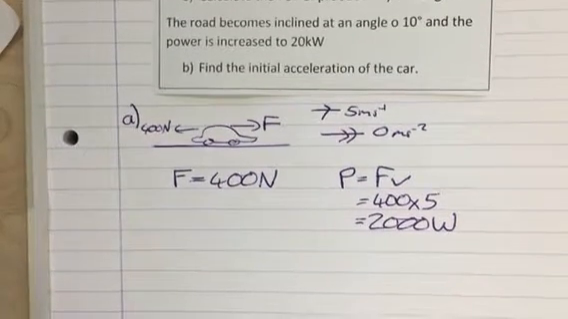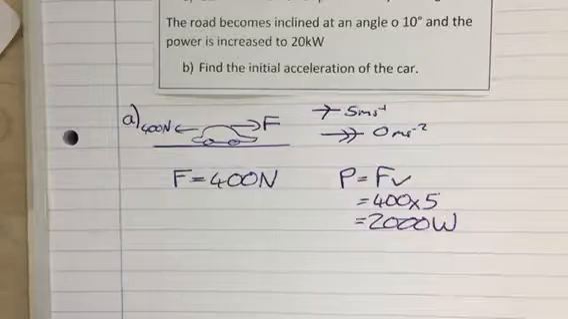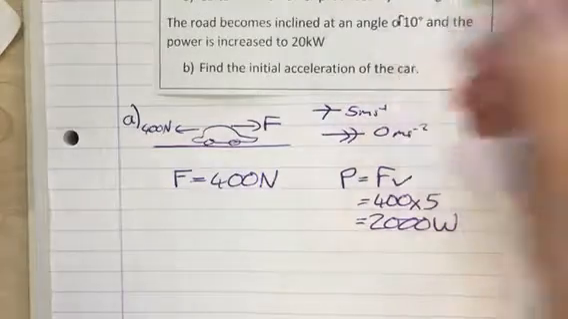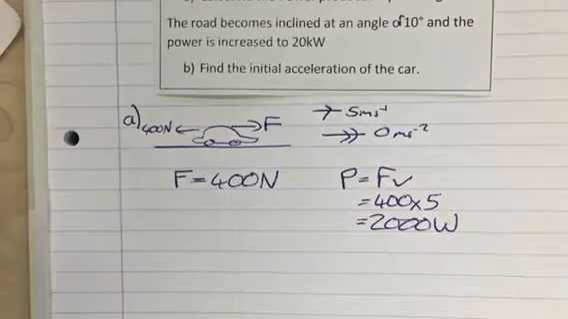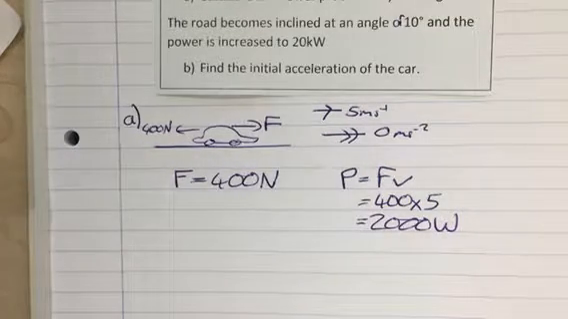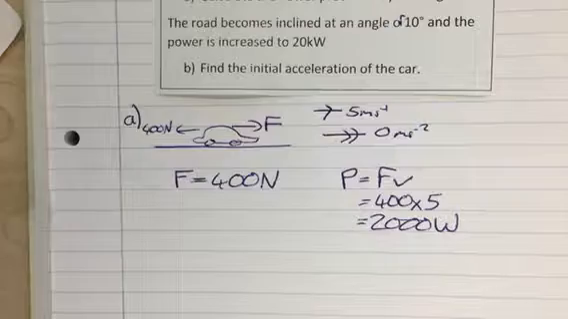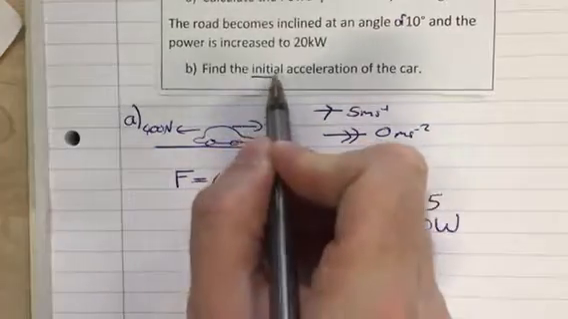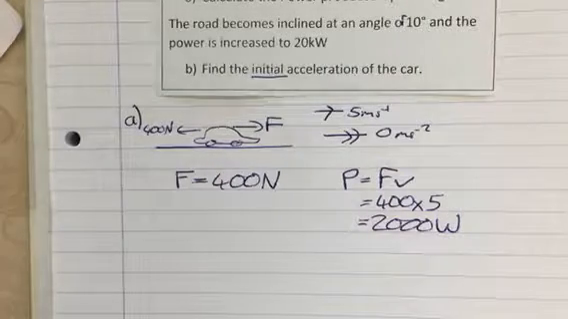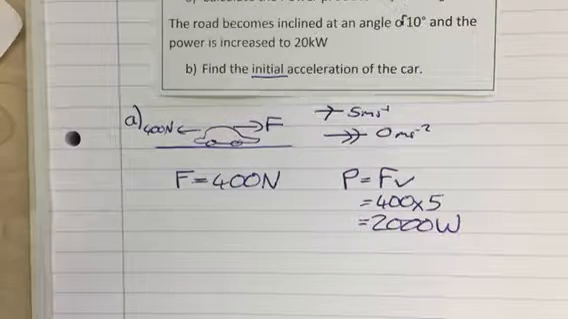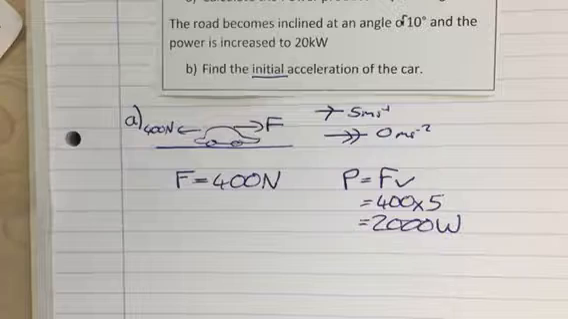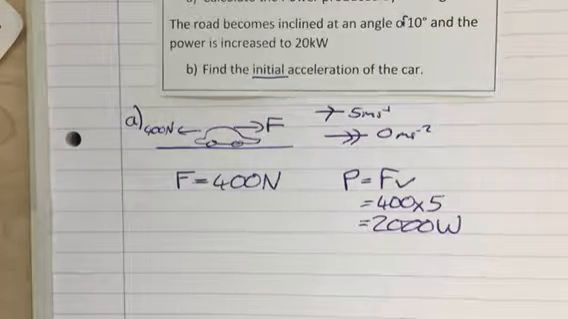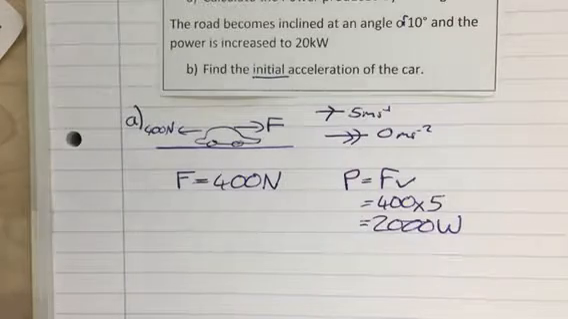Now, the road becomes inclined at an angle of, great typing skills there again, 10 degrees, and the power is increased to 20 kilowatts. Find the initial acceleration of the car. Now that word initial is quite important there, because as the car accelerates, the velocity will change, and so the force produced by the engine will change. So we're just looking at that initial situation.